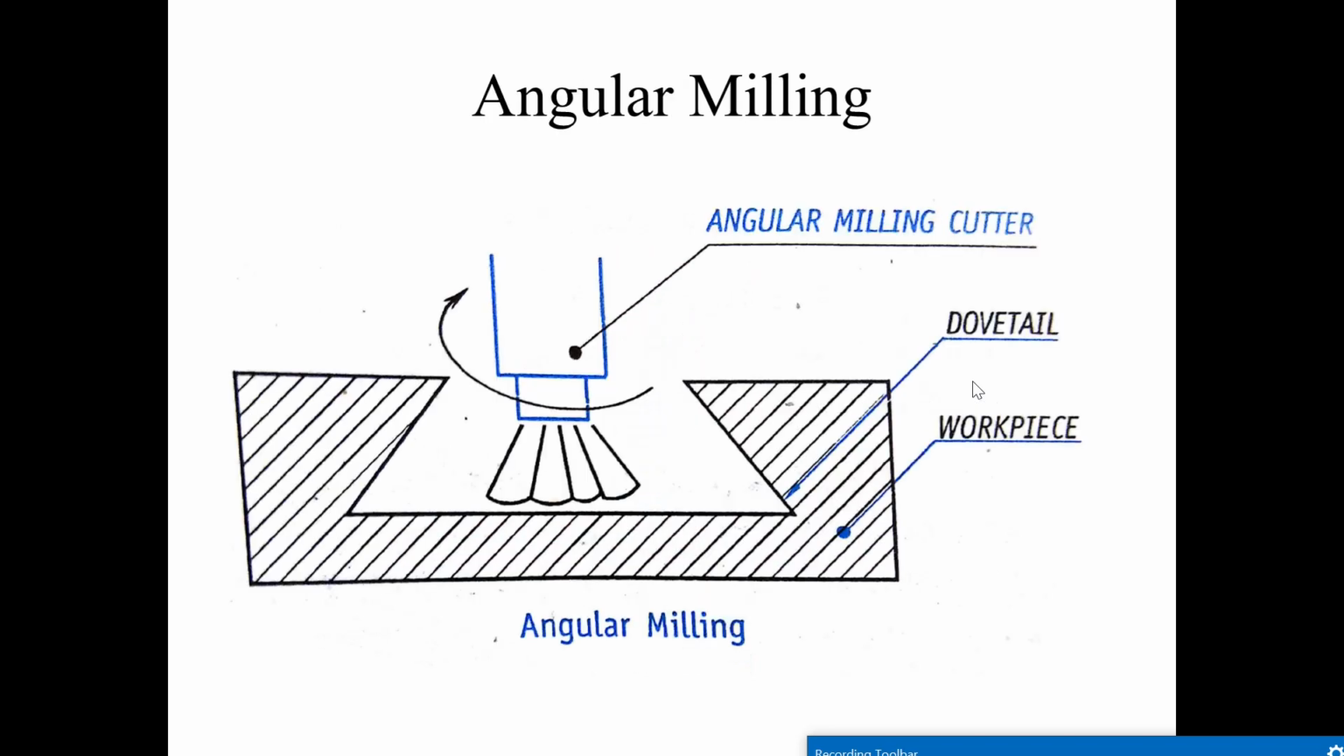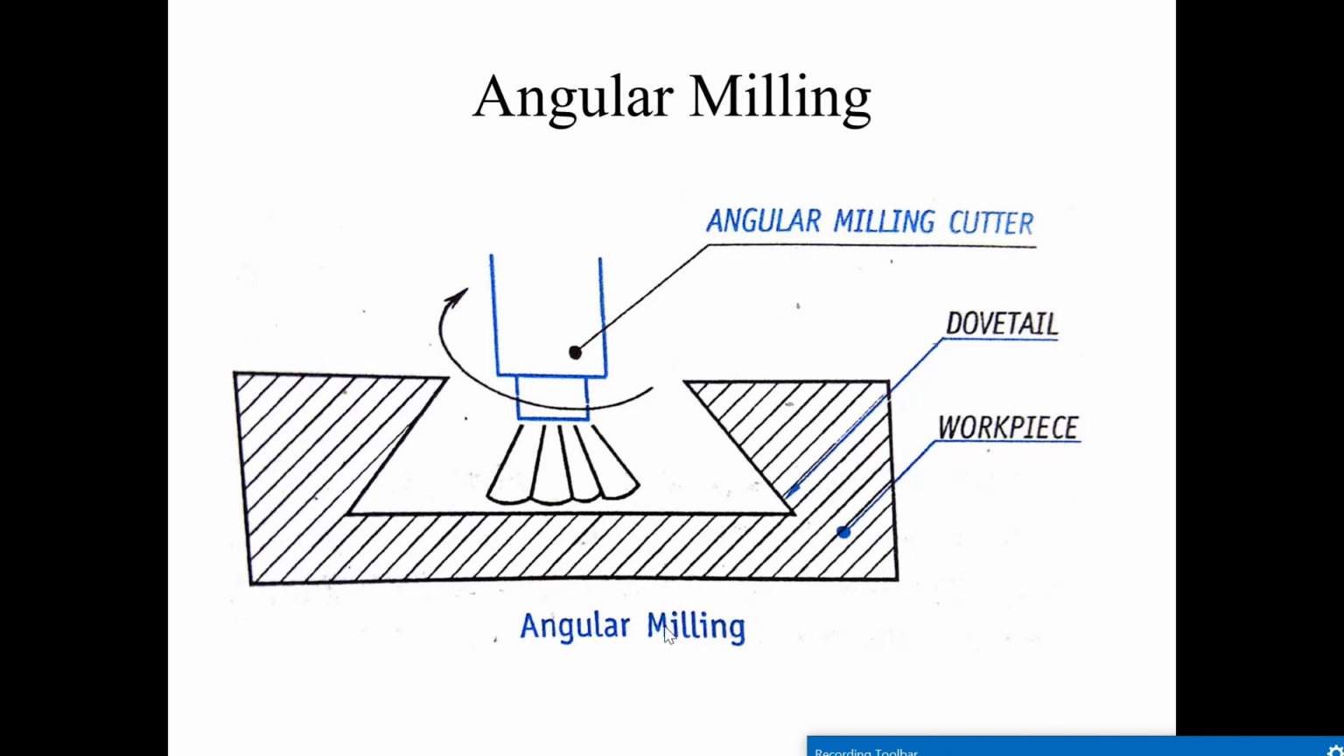Next operation is the angular milling operation. If you want certain angles, angle inclinations in the slots, we are going to use the angular milling operation. So this figure defines the angular milling operation. This is the angular milling cutter, and this is done in a horizontal or vertical milling machine. This is a dovetail, what we have explained in the slot milling operation, and this is the workpiece.